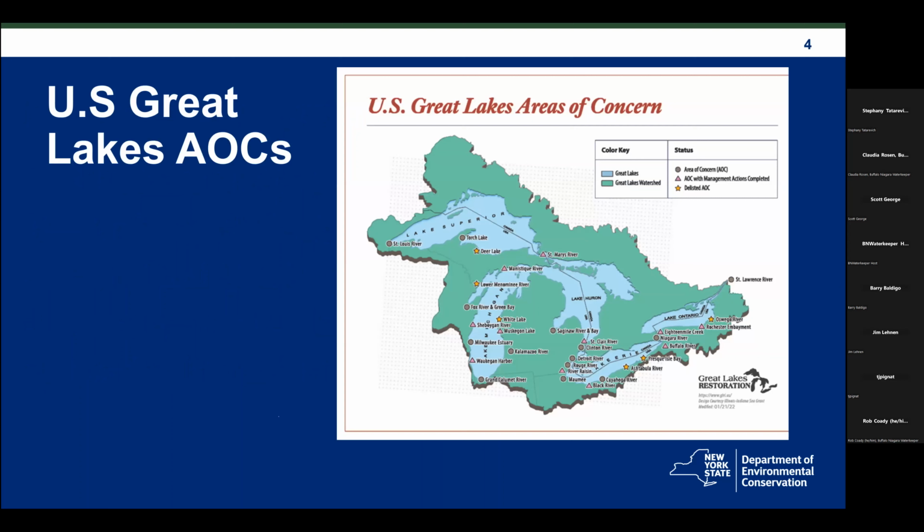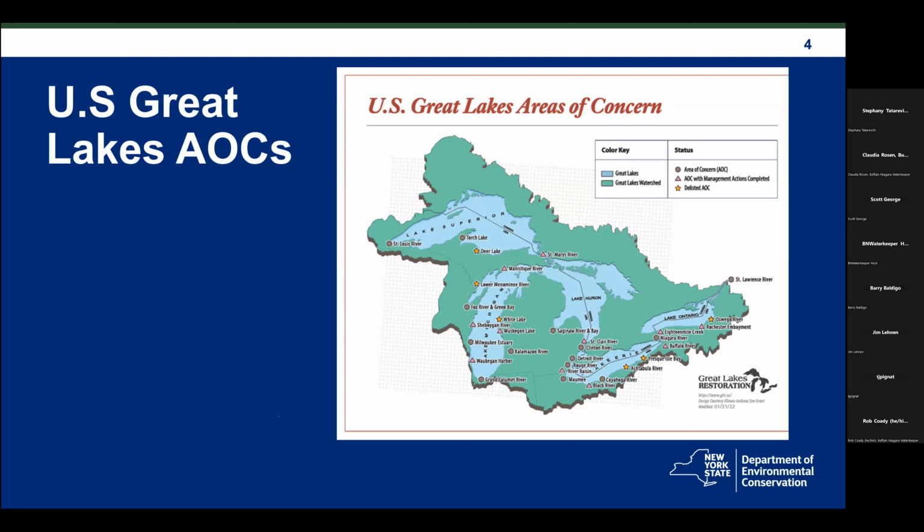So in 1972, under the Great Lakes Water Quality Agreement, 43 of the most polluted locations around the Great Lakes were identified as areas of concern. An area of concern, or AOC, is a location that has experienced environmental degradation, mostly due to former heavy industry and manufacturing that's resulted in the degradation of natural resources in these areas.